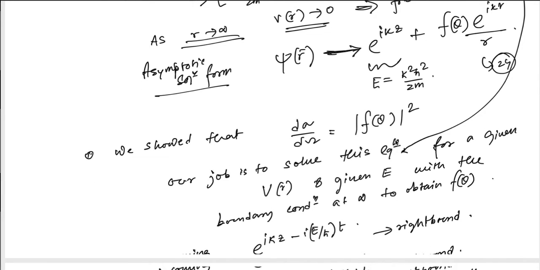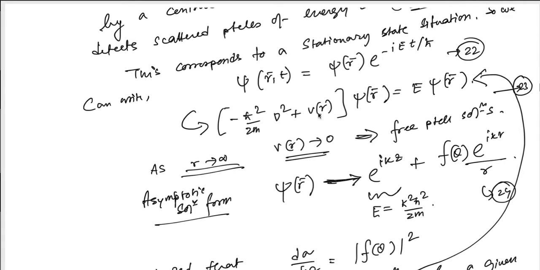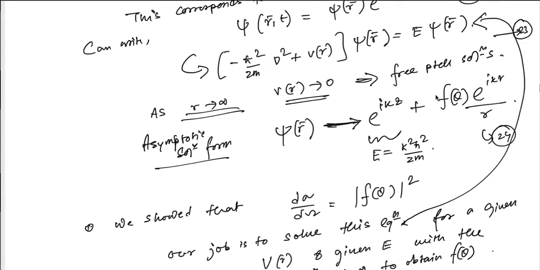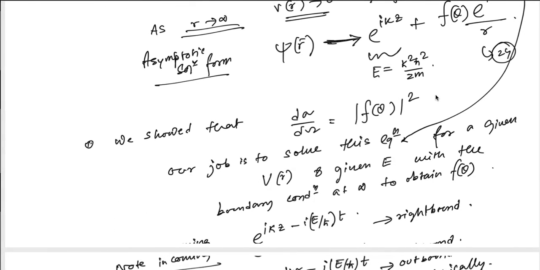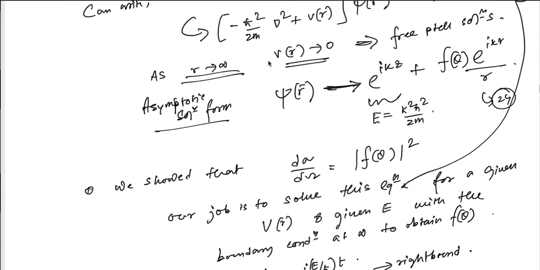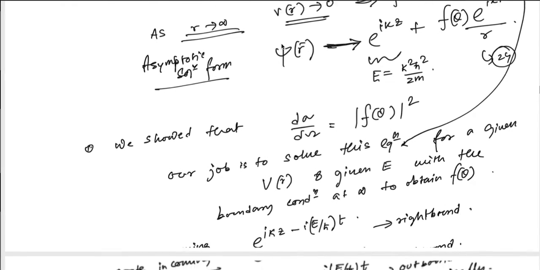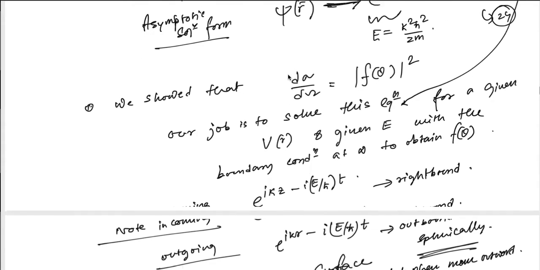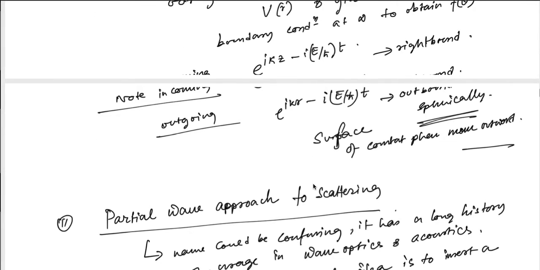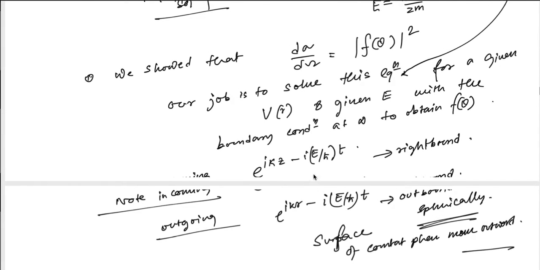So our main job is to solve this equation 23 for a given V(r) and given incident energy E, with this boundary condition at infinity, that the wave function must be of this form. Our main job is to solve that and obtain the unknown quantity f(theta). So that is the statement of the problem.